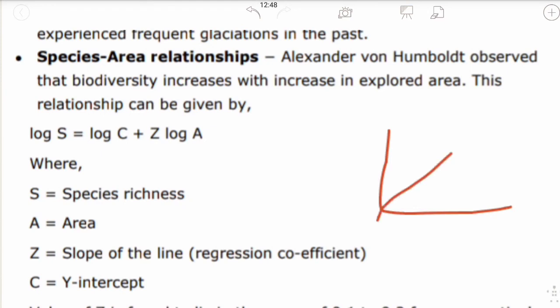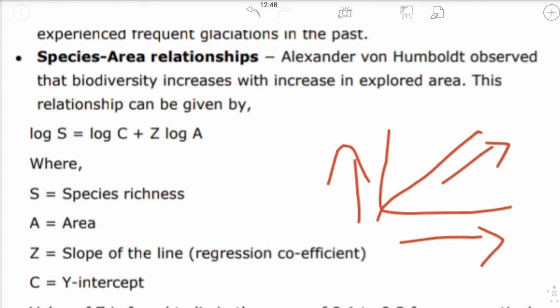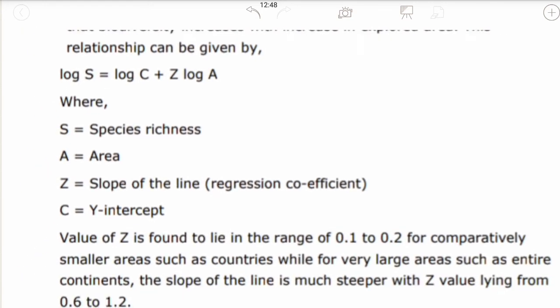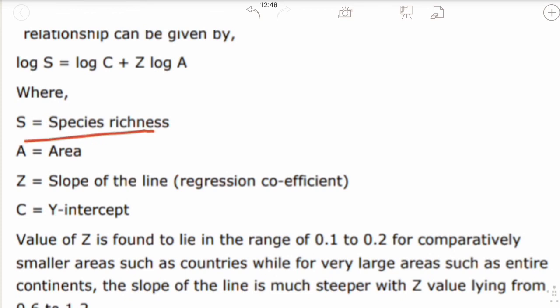This is how the graph looks. Here is species richness and here is area, on a log scale, that is log S = log C + Z log A. Let us understand the terms: S is the species richness, A is area, Z is the slope of the line, and C is the y-intercept.